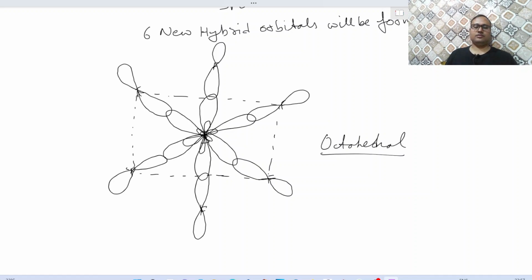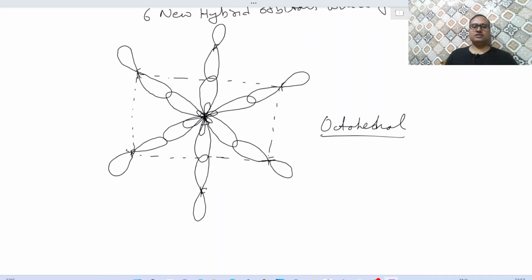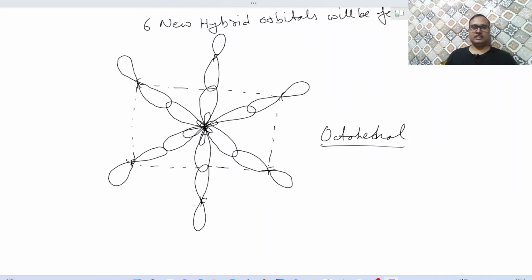So these are the hybridizations involving the d orbital. We can have certain more examples in which dsp2 hybridization or sp3d2 hybridization is there, and we can have d2sp3 instead of sp3d2, when the inner d orbital is used. Those types of hybridization we will study in coordination compounds.